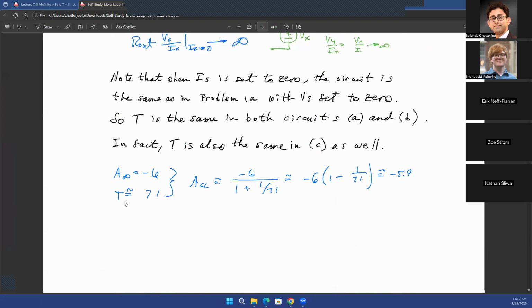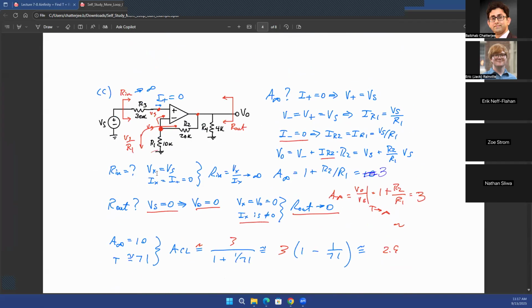Okay, so that's about your A infinity. Now, if you want to find out R in and R out, again, I think those will be very easy for this particular example. R in is the resistance that you see at this point.